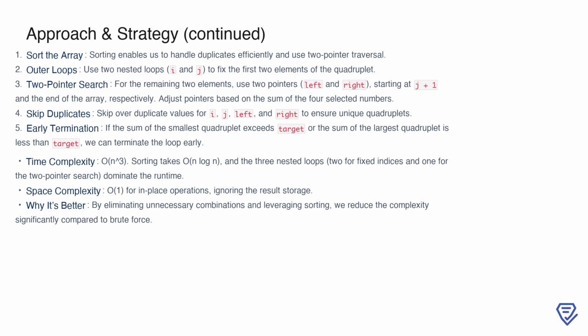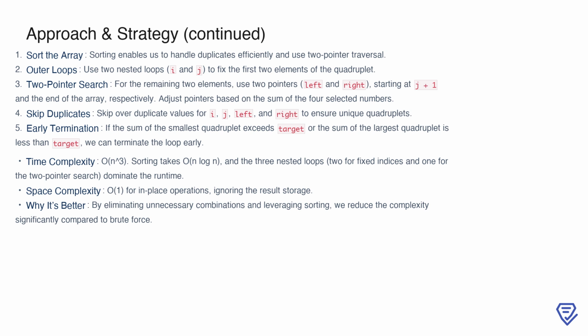It simplifies the handling of duplicate values and enables the use of the two-pointer technique. Once the array is sorted, we use two nested loops to fix the first two numbers of the quadruplet, denoted by indices i and j. For the remaining two numbers, we apply the two-pointer search, where one pointer starts just after j and the other starts at the end of the array. By adjusting these pointers based on the sum of the four selected numbers, we can efficiently find valid quadruplets.